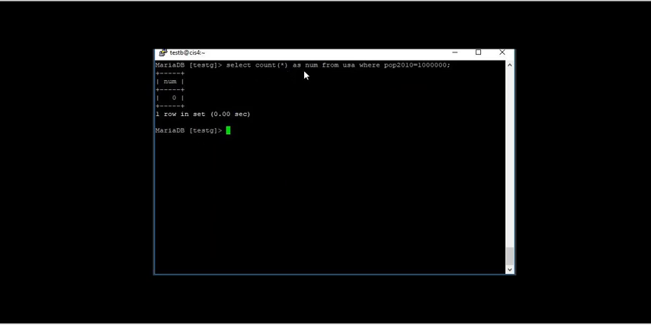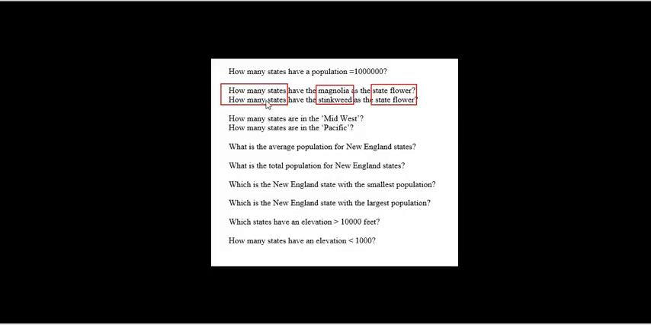So let's take a look at our command. Select count as num from USA, where Pop 2010 equals 1,000,000. Of course, the number is 0. No surprise there, because it'd have to be exactly equal to 1,000,000.